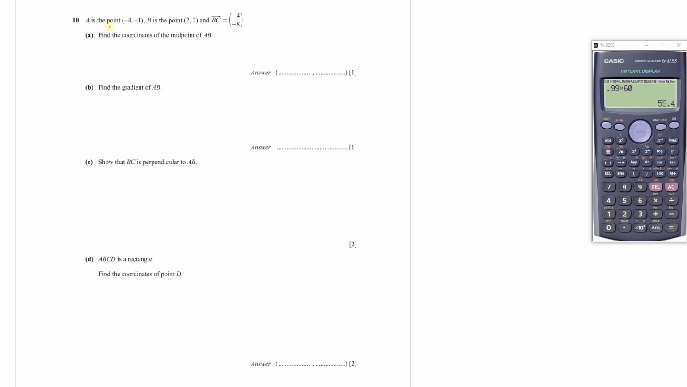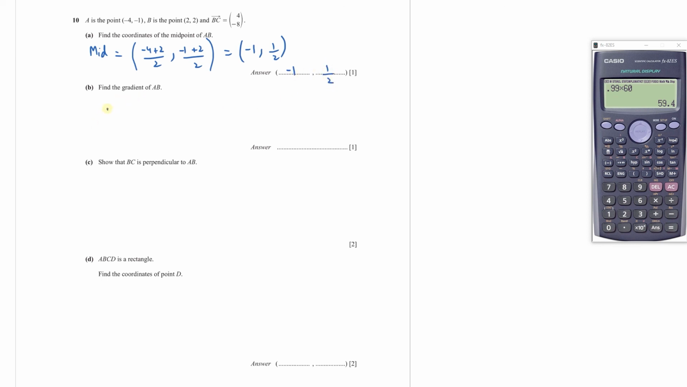Question 10: A is the point (-4, -1), B is the point (2, 2). Column vector BC is (4, -8). Find the coordinates of the midpoint of AB. So the midpoint of AB will be simply the sum of their x coordinates, -4 plus 2 divided by 2, which gives you the x coordinate of the midpoint, and similarly for y coordinates, -1 plus 2 over 2. So this will be -2 over 2, which is -1, and this will be 2 minus 1 is 1, so 1 over 2. This is (-1, 1/2).